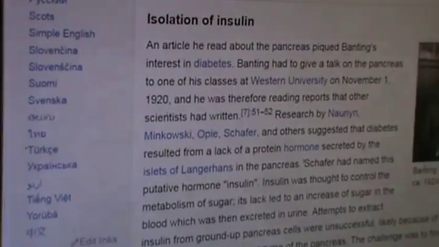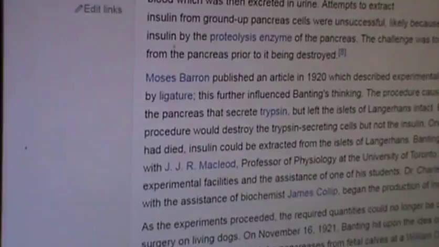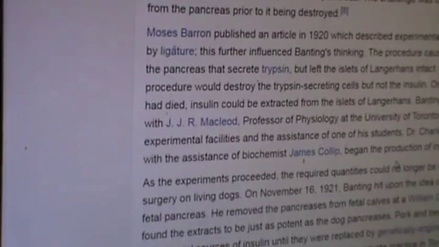So Banting and Best equals parallel father. Banting equals water. Best is 46. So he isolated insulin.